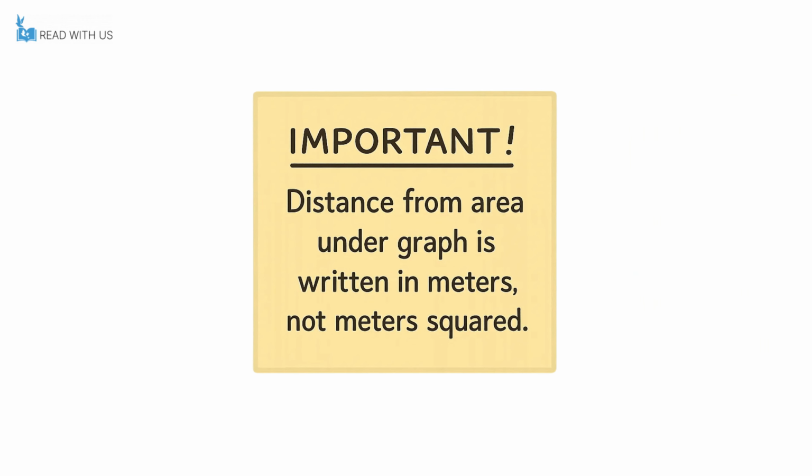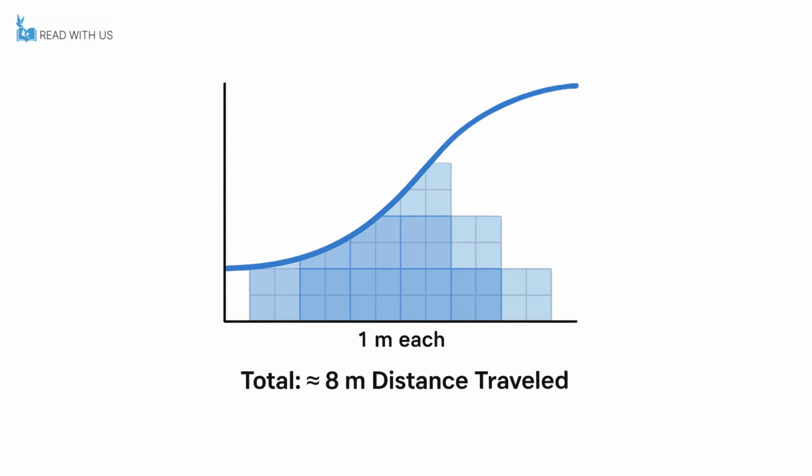Although we are finding an area, we do not write the answer in meters squared, because the result represents distance traveled in meters. If the graph curve is not straight, and you only need to estimate the distance, you will usually be given a grid background.